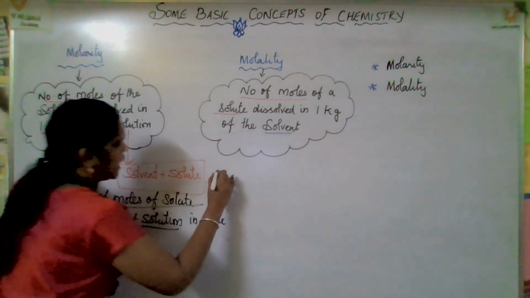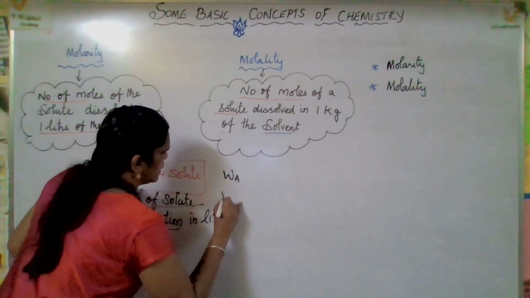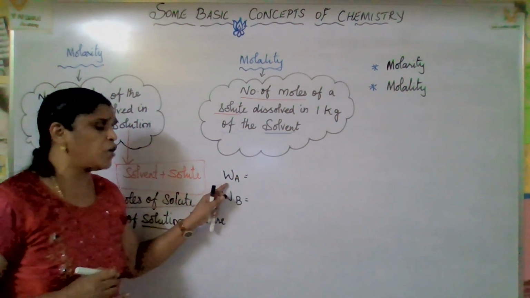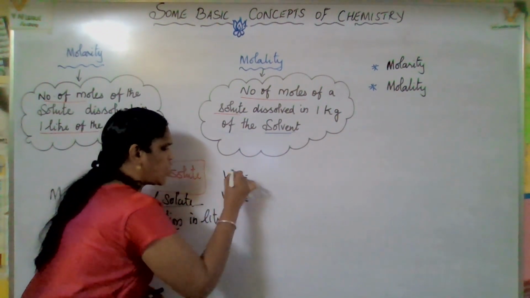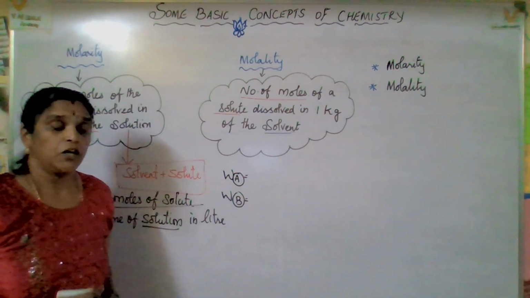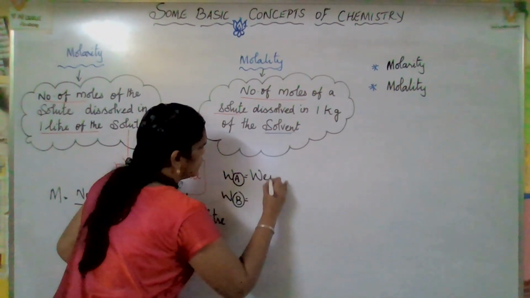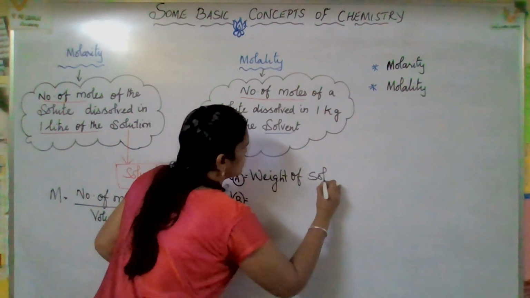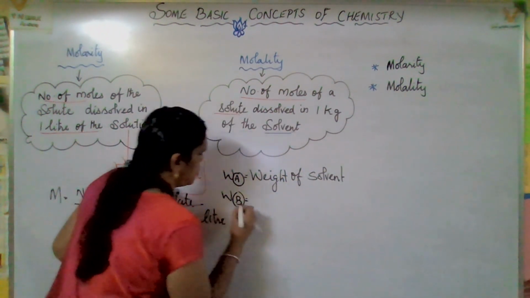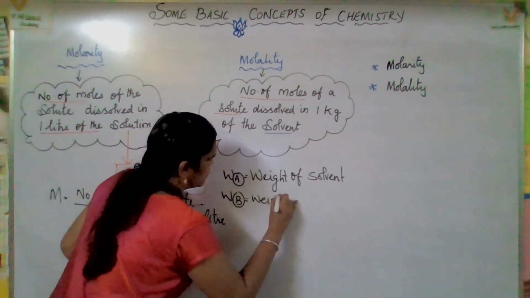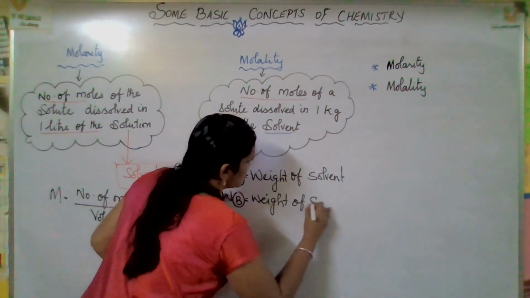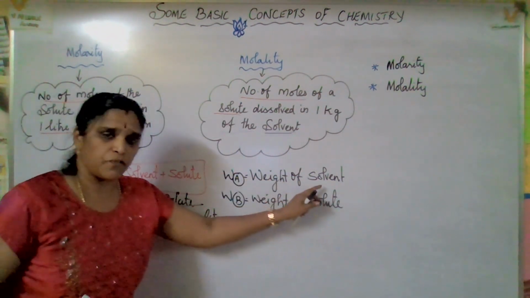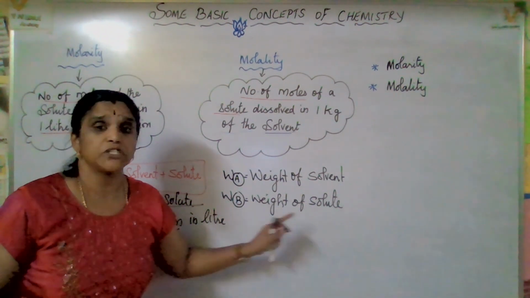Now, WA and WB we just take. WA is the weight of the solvent; A is the solvent. B is the solute. So WA is the weight of solvent, and WB is the weight of solute. Already I told you, A is mentioned for solvent and B is mentioned for solute.